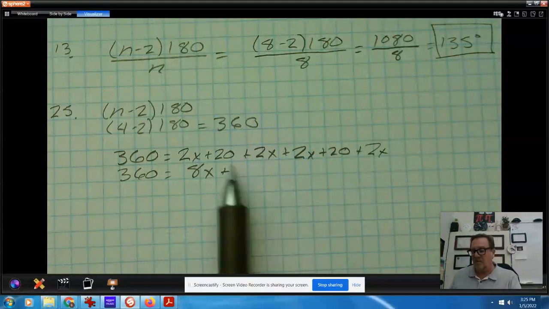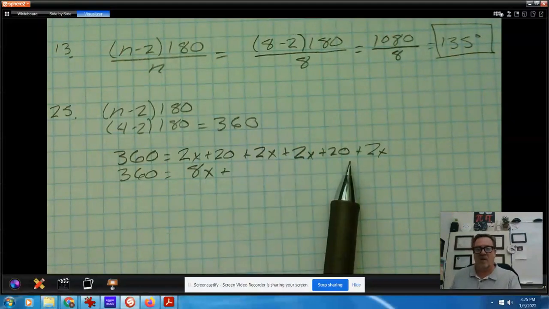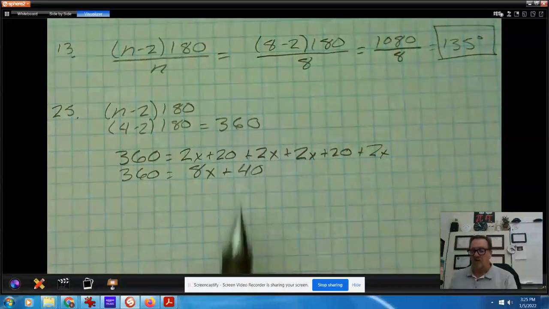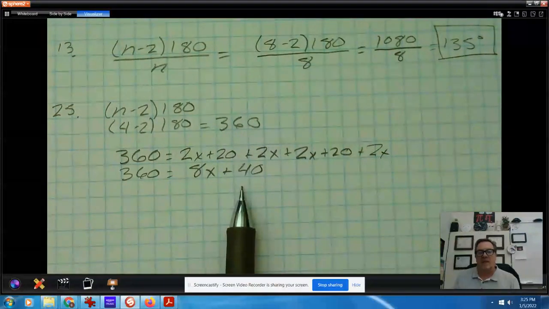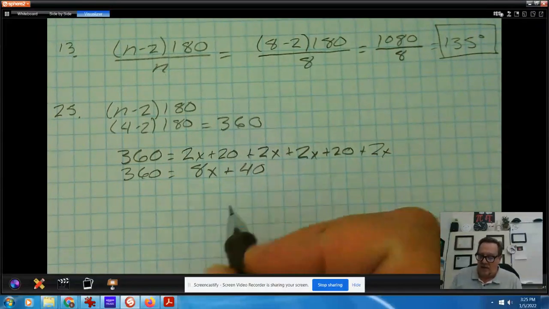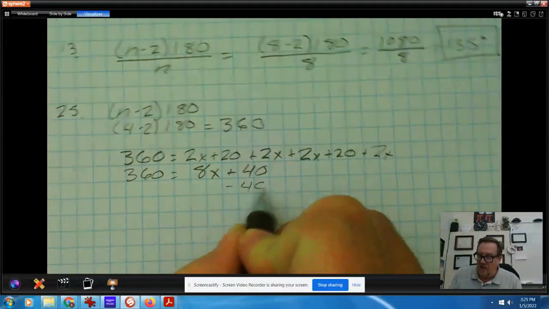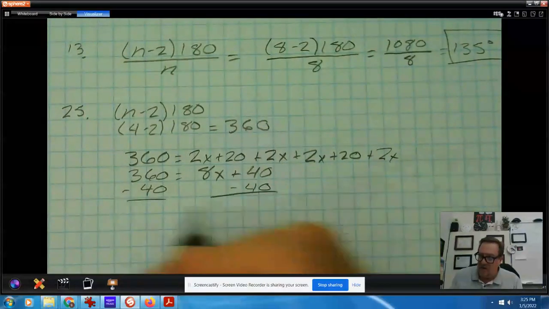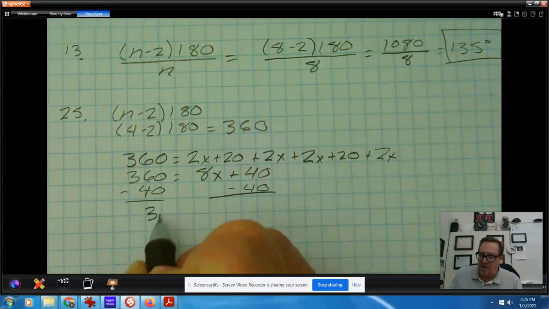Plus, now let's put our numbers together. 20 plus 20 is 40. So we just simplified that top part. How would we get our x's by themselves? Yep, let's subtract 40 from both sides. 360 minus 40 is 320.